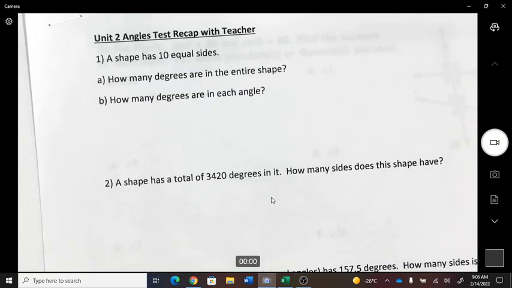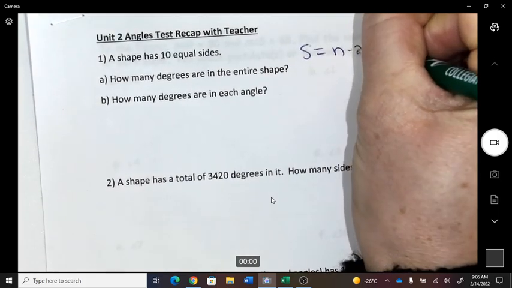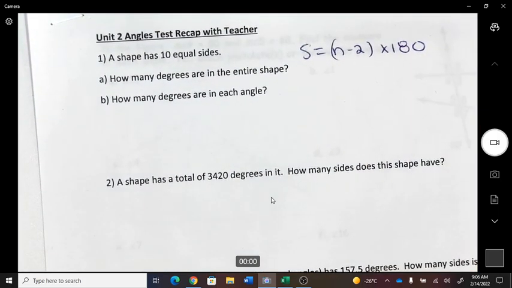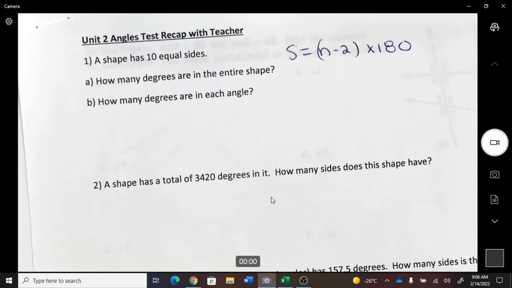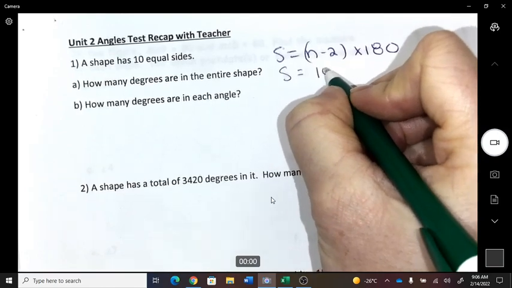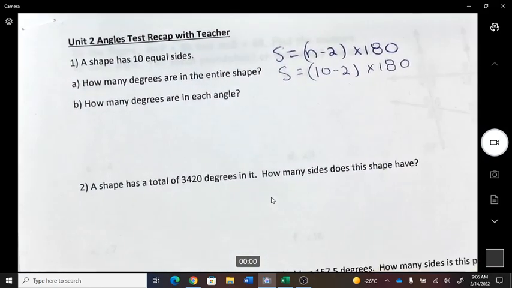Okay, a shape has 10 equal sides. How many degrees are in the entire shape? Okay, so I'm going to use this formula. So that's the formula that I'll want to use. So the sum equals 10 subtract 2. So 10 sides is what I would put in there.